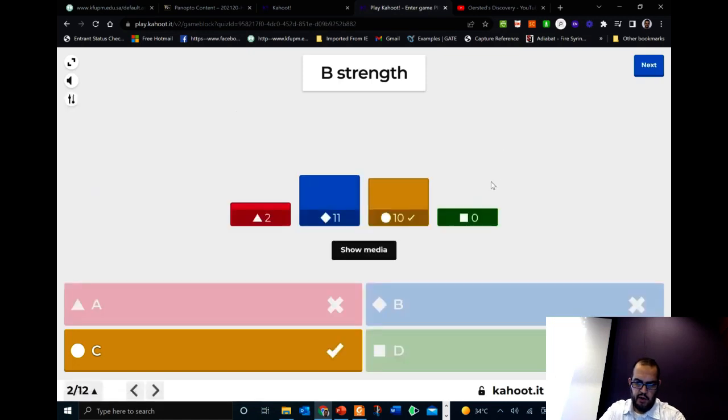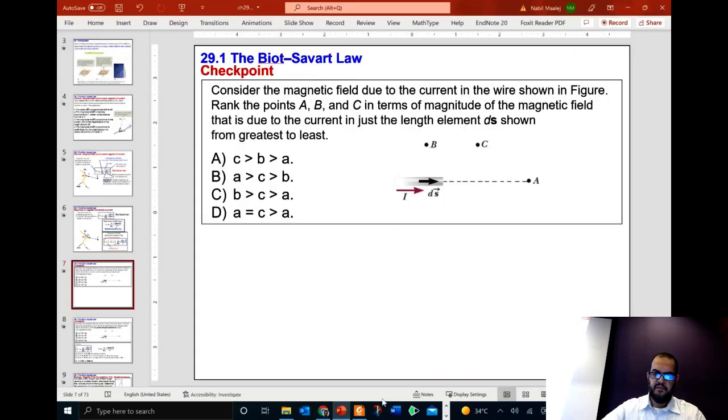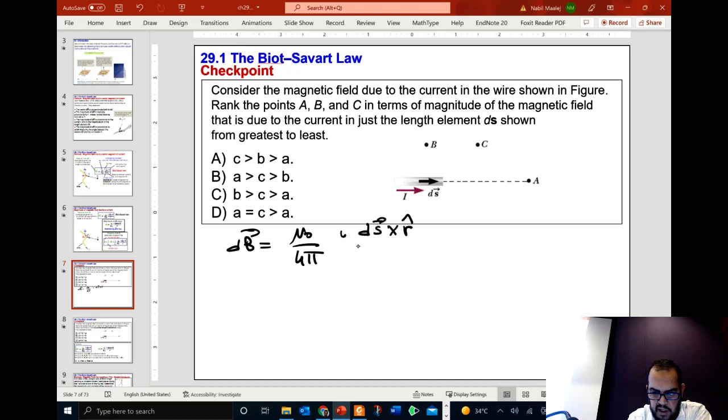Okay, all right, so we have 10 correct answers, 13 incorrect, and many are absent, it looks like. All right, so let's look at this. Here we know that dB is equal to mu0 over 4 pi, the current I, which is the same, ds crossed with the unit vector r, divided by r squared.